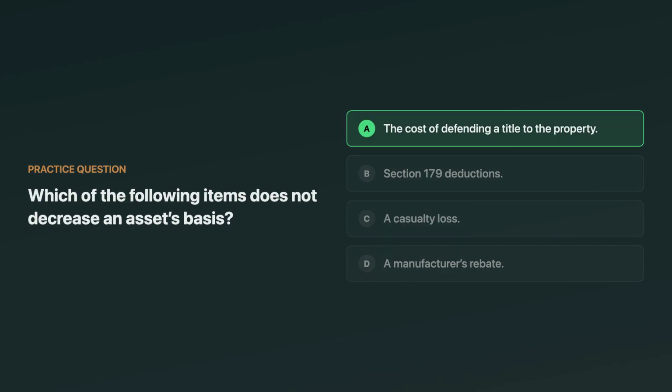The correct answer is the cost of defending title to the property. That's a capital expenditure, so it increases basis rather than decreasing it. A tempting wrong choice is the manufacturer's rebate because it feels like income, but it usually reduces the purchase price, which reduces basis.